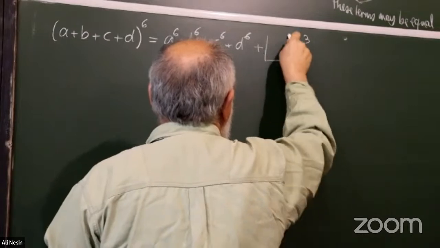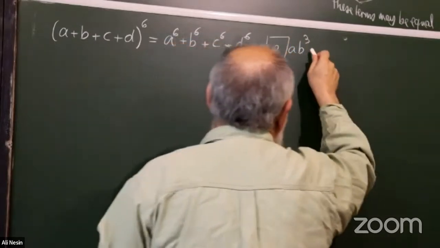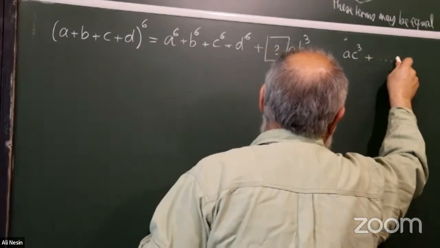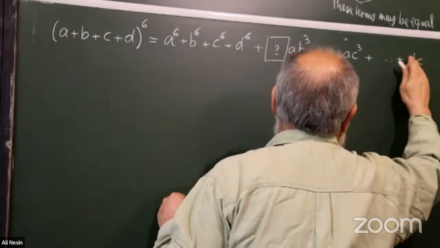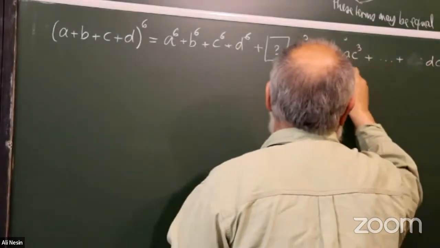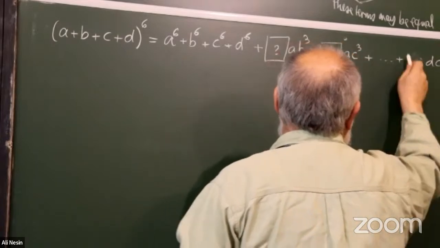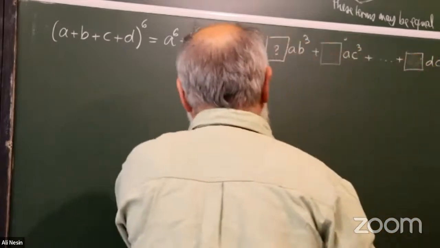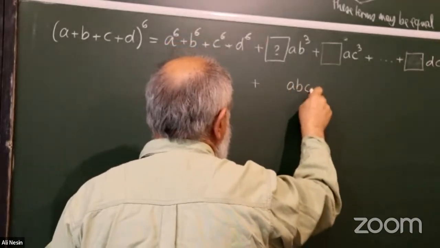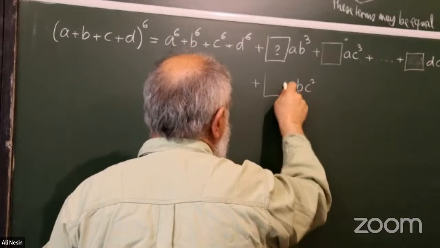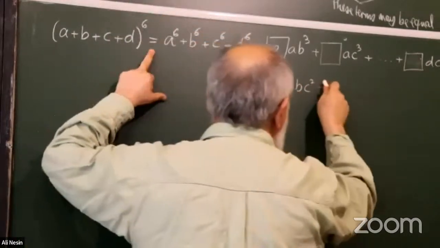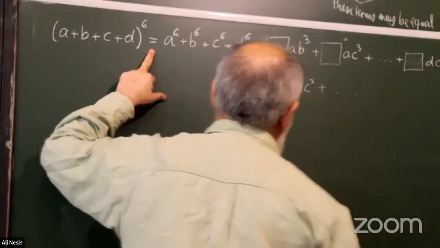How many of them? Of course, you'll have the same number with ac cubes, right? dc cubes, all the same numbers. There are several of them. They're all the same. And then we have some number of a b c squares, things like this, if a, b, c, and d commute, of course. With the same coefficient, you'll have others.